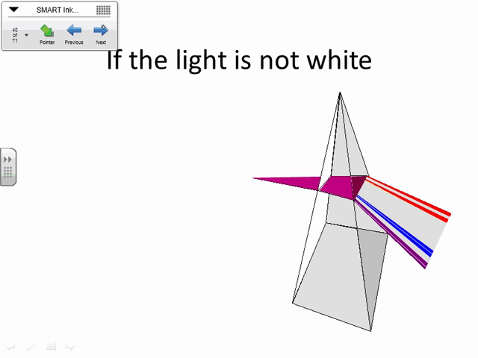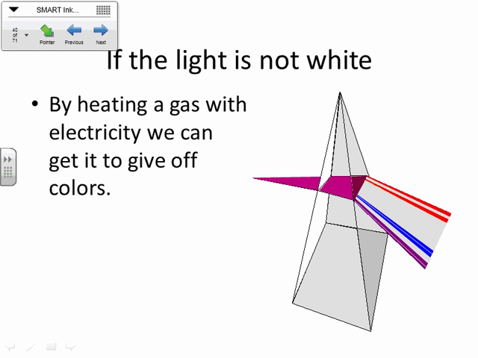If the light is not white, then what you end up with is something that looks like this picture. Now notice there are gaps in the spectrum. So it doesn't look like a rainbow anymore. You see distinct lines of color, like you saw through the spectroscopes when we looked at the gas. You guys remember that from Friday?